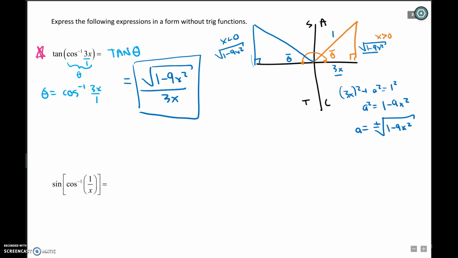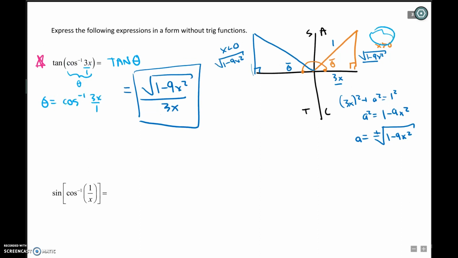All students take calculus. So if x is positive, then I'm in the first quadrant, right? I'm in quadrant 1. And if I'm in quadrant 1, then the tangent needs to be positive. If x is positive, this expression is positive, so it works. If x is negative, then I'm in quadrant 2, because this is 3x. Now it's going to be negative. And if I'm in quadrant 2, then the tangent should be negative. But if I'm in quadrant 2 and if x is negative, then this expression is negative, because the square root's positive over a negative is a negative. So the signs work themselves out.